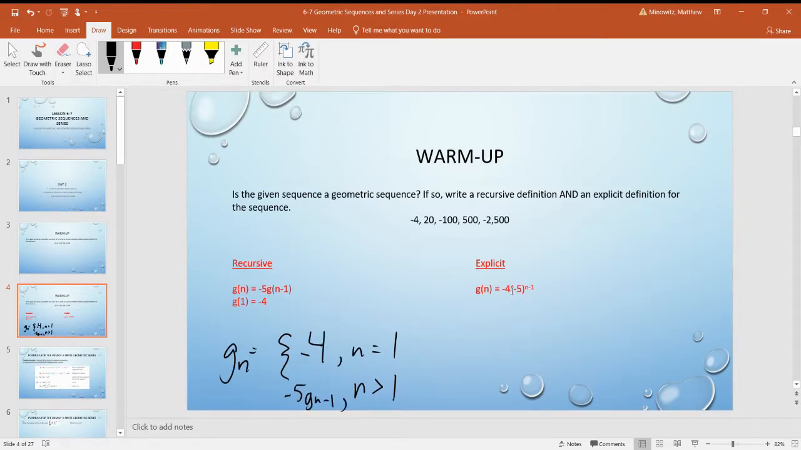And then explicit, we're in agreement. They just use a subscript instead of the parentheses. So -4 is my start, -5 is my multiplier. We start at the first term, that's where the n minus 1 comes from. Now, the geometric series is just these terms separated by addition. So it would be -4 plus 20 plus -100, and so on.